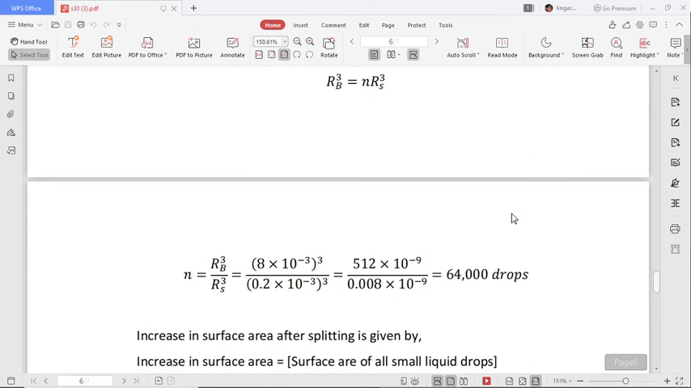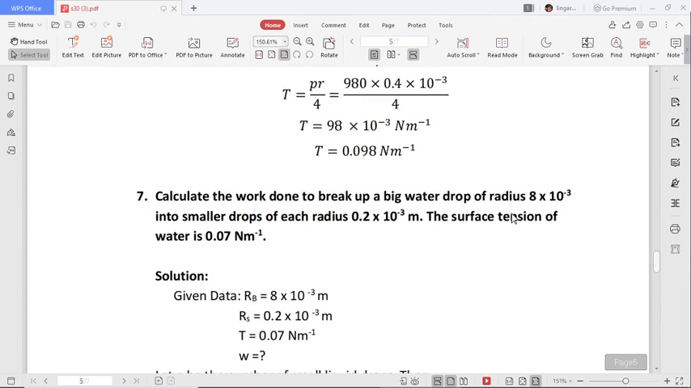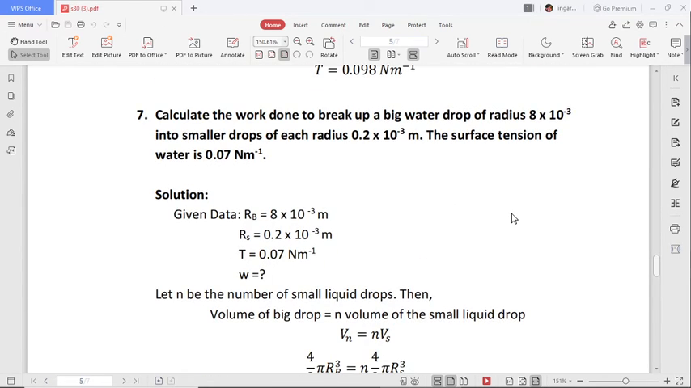It is also a very simple problem. You see how it is. We have to calculate the work done to break up a big water drop of radius 8 into 10 to the power minus 3 meter into smaller water drops, each of radius 0.2 into 10 to the power minus 3 meter. The surface tension of water is 0.07 Newton per meter.